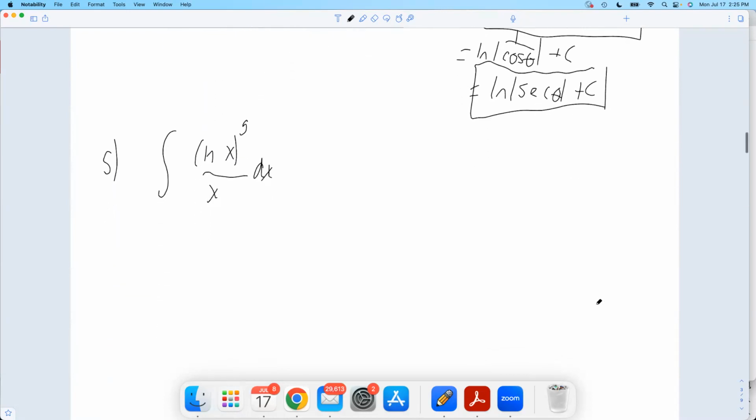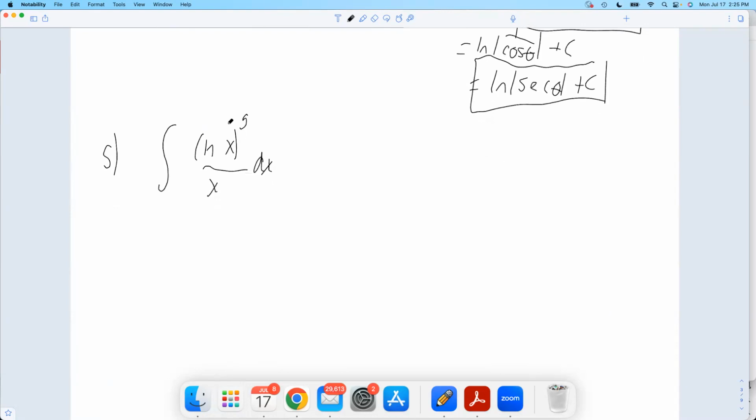Okay, let's do another one. Okay, so I've got something. When you're doing u-sub, if you see something in parentheses, that's probably your first guess for your u. See, I've got something in parentheses raised to a power. Let's try u equals natural log of x as our u-sub. Then what's the derivative? We know this. The derivative of natural log of x is 1 over x dx.